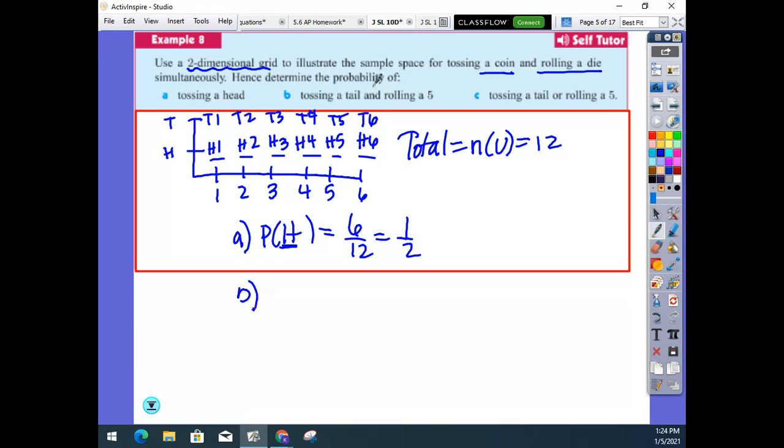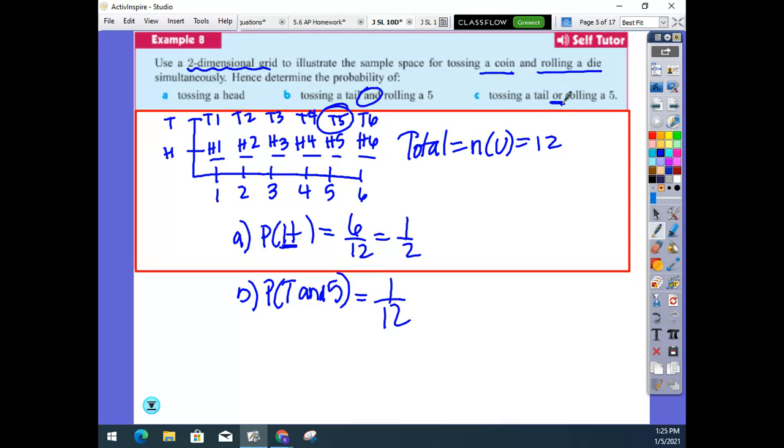B, the key word for B, tail and 5. Well, there's only one that's a tail and a 5 in our sample space.